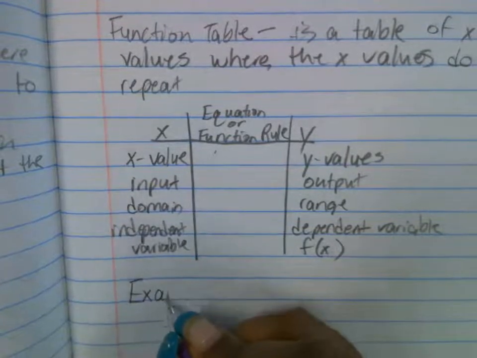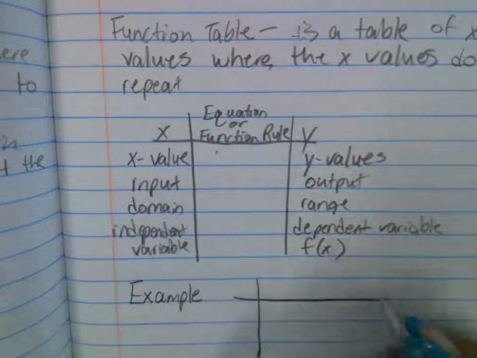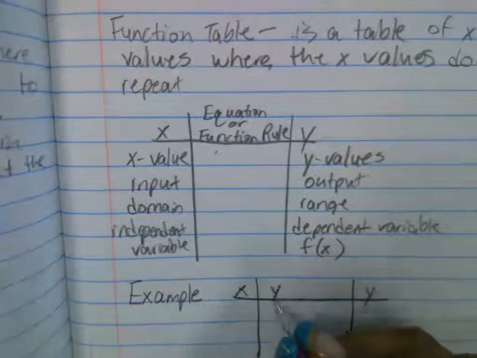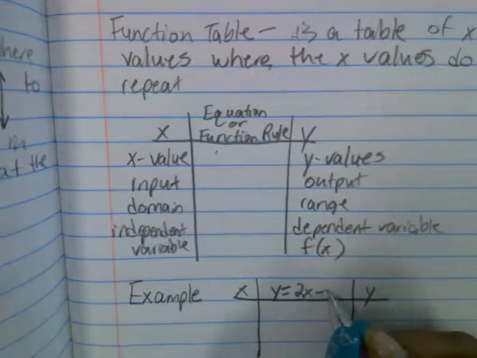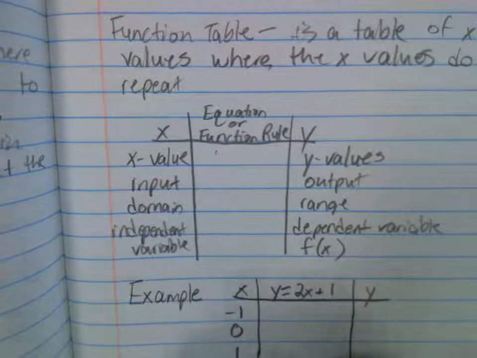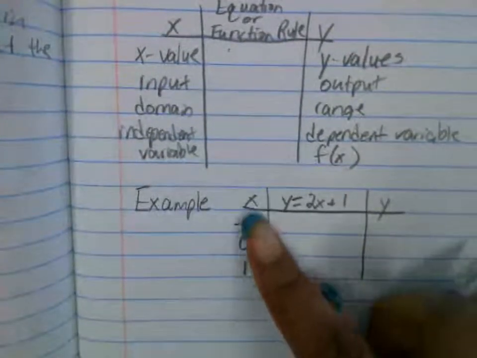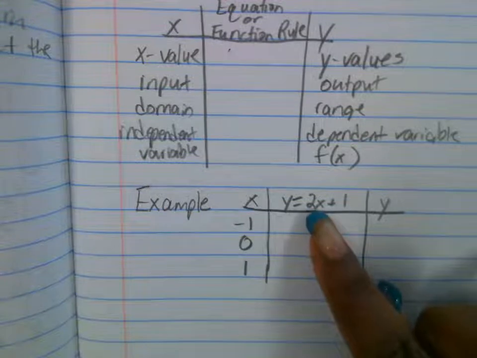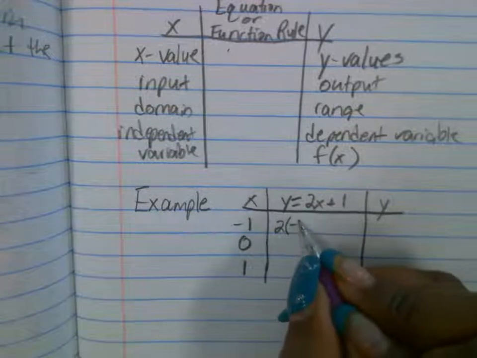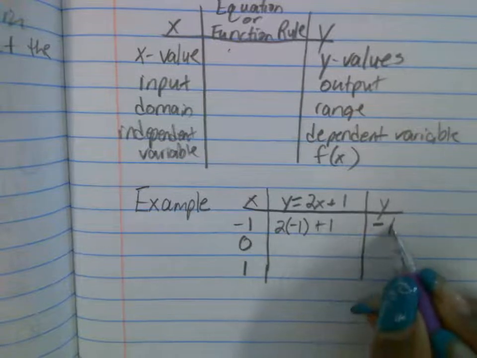Example of a function table, and you've seen this probably somewhere before. You have x here, you have y here. Your function rule is in the middle. Y is equal to 2x plus 1. And your x values might be -1, 0, and 1. And you're going to plug in these x values, in for x to figure out what y is. Okay, so you have 2 times your x value here, which is -1, plus 1. This is -2 plus 1, which is -1.